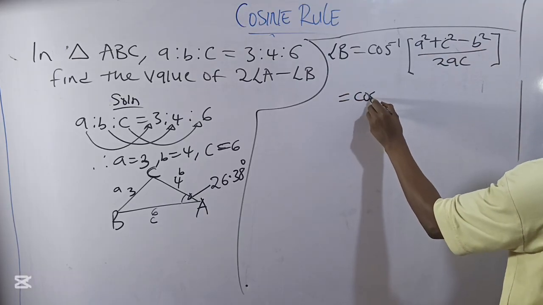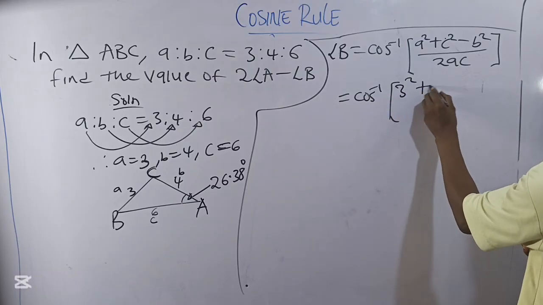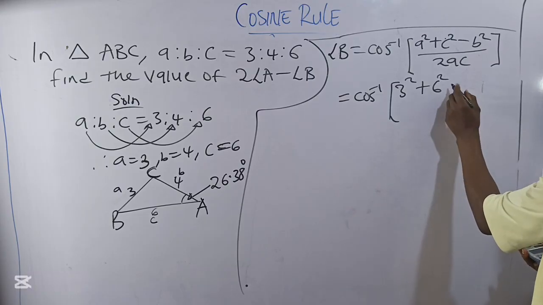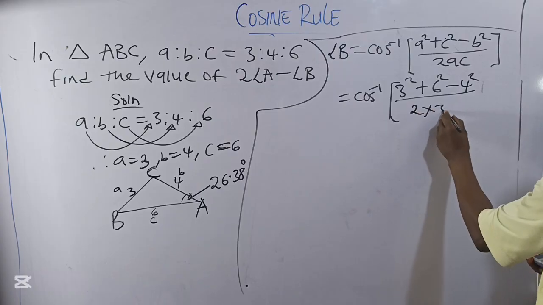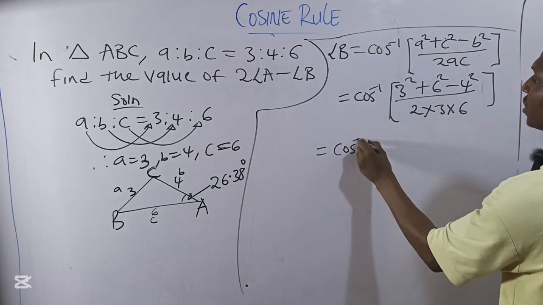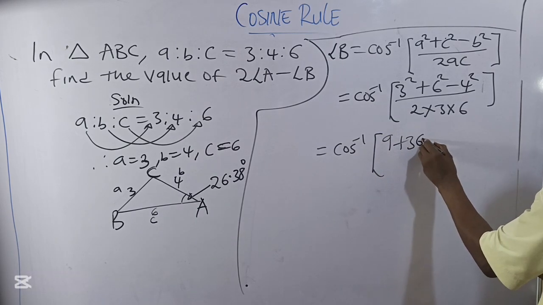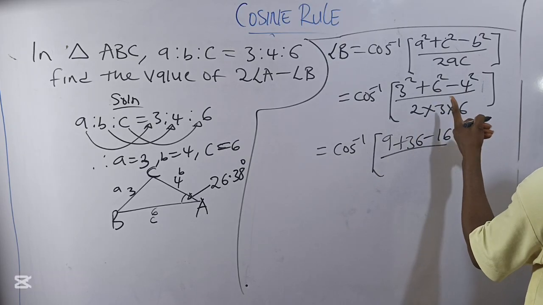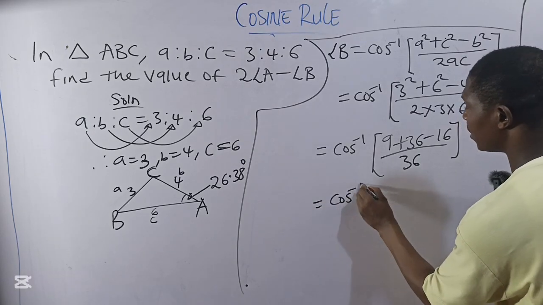So this will give me cos inverse of, my a square is 3 square, my c is 6, so c square, and my a is 3, minus my b is 4, so I have 4 square, all over 2 times 3 times 6. So I have cos inverse, 3 square is 9, 6 square is 36, 4 square is 16, all over 2 times 3 is 6, and 6 times 6 is also 36.